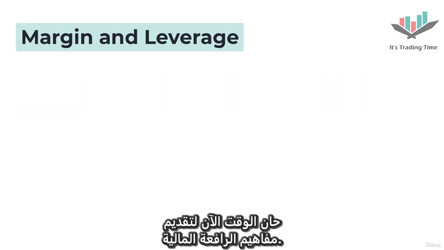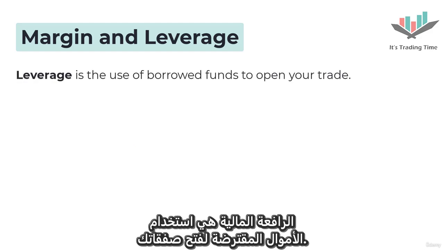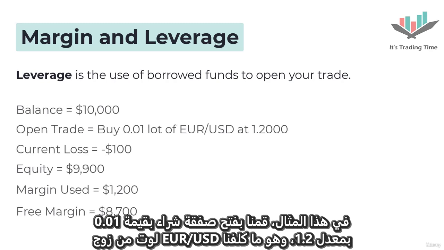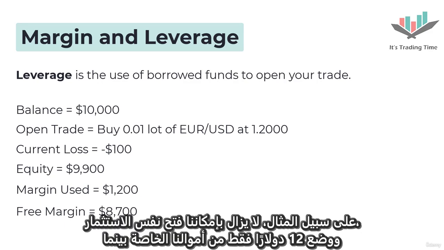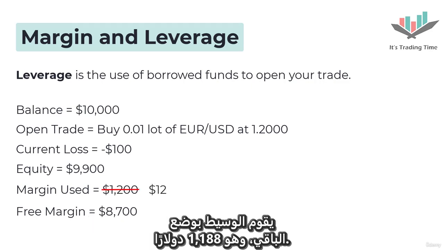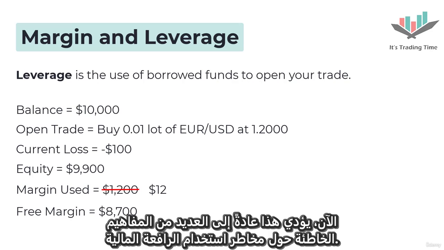Now it's time to introduce the concept of leverage. Leverage is the use of borrowed funds to open your trades. In this example, we opened a trade buying 0.01 lots of euro-dollar at a rate of 1.2, which cost us $1,200. With a leverage of 100 to 1, for example, we could still open the same investment, putting only $12 of our own money, while the broker puts in the rest, which is $1,188.